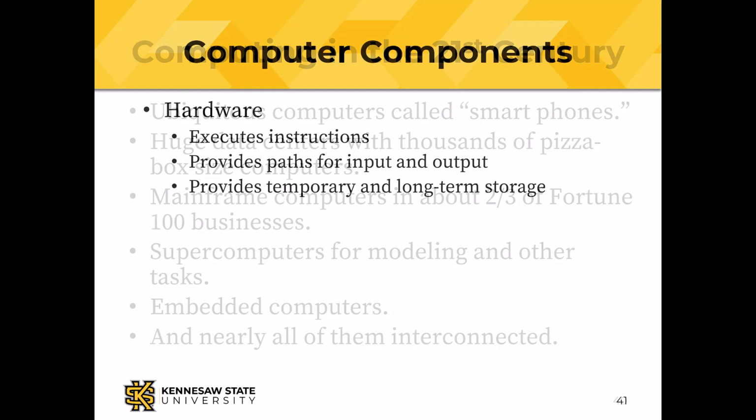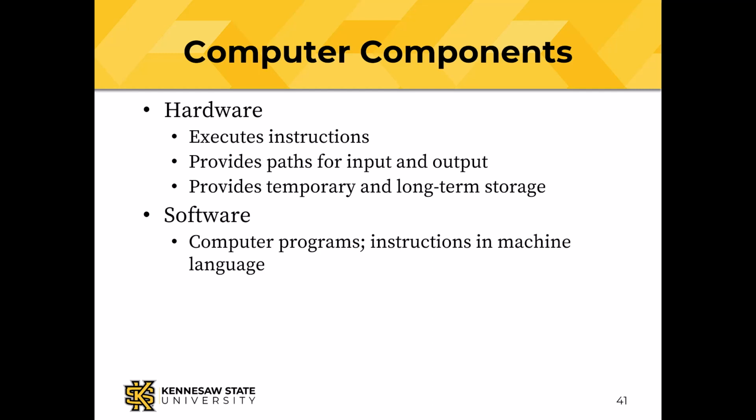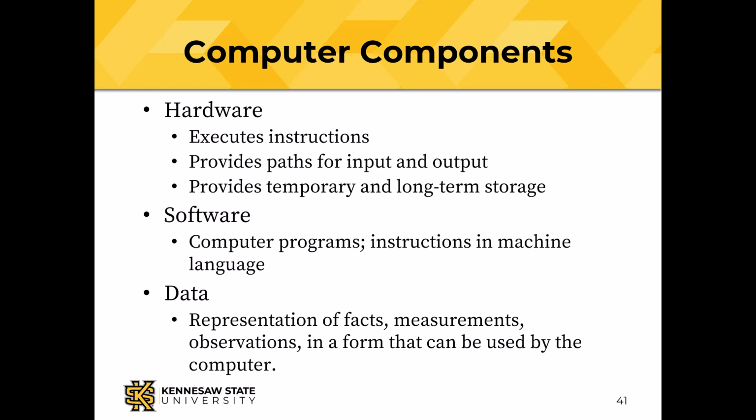cats. All computers consist of 3 things: hardware, software, and data. Hardware executes the instructions, provides the mechanism for input and output, and provides for temporary and long-term storage. Software, that's computer programs in the language of the machine, binary numbers, zeros and ones. Data are the representations of facts, measurements, observations in a form that can be used by computers.